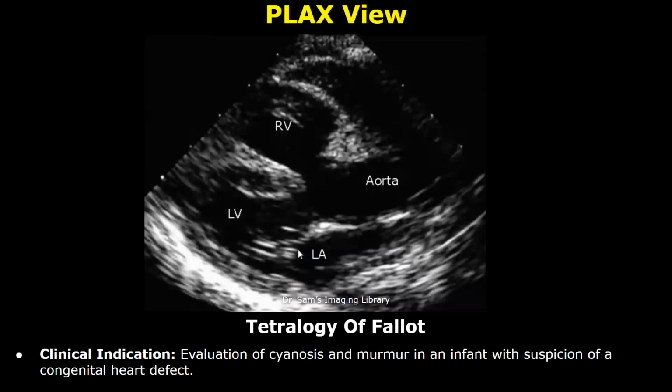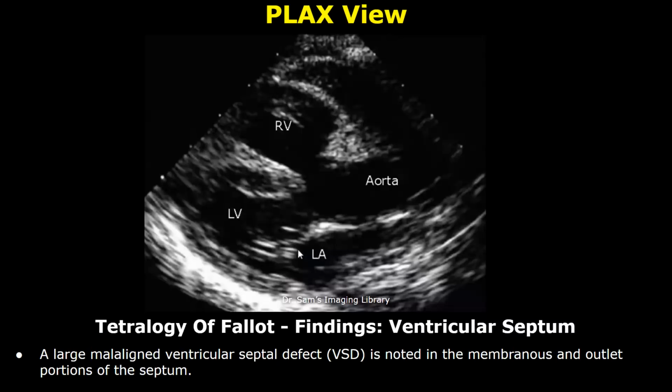This is a report for Tetralogy of Fallot. Clinical indications are evaluation of cyanosis and murmur in an infant with suspicion of a congenital heart defect. A large, malaligned ventricular septal defect is noted in the membranous and outlet portions of the septum.